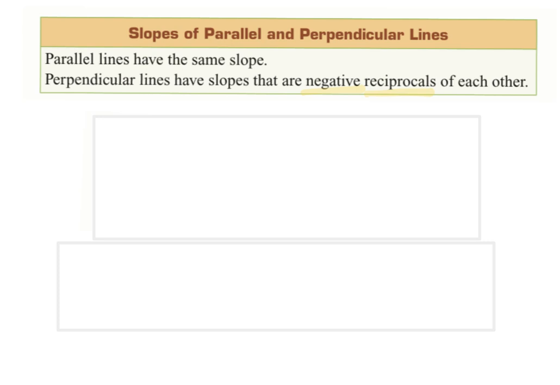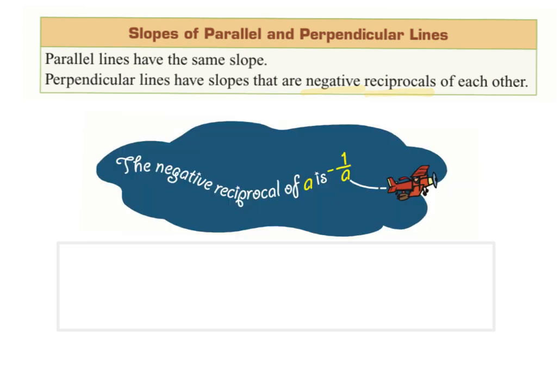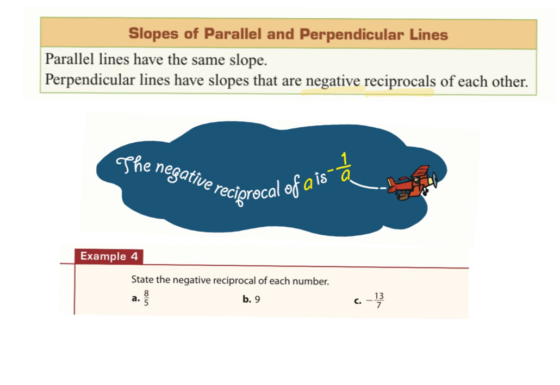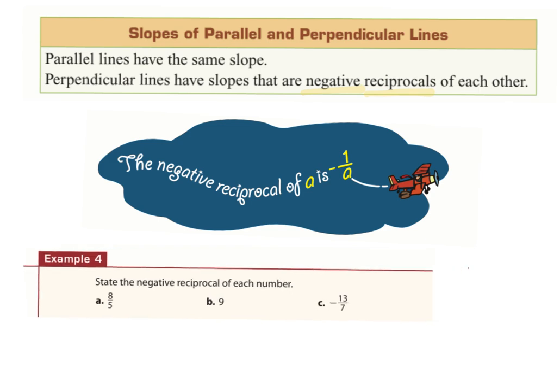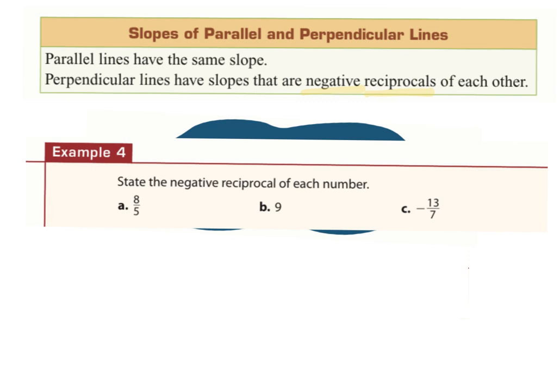Okay? So parallel lines are the same. Perpendicular are negative reciprocal. In your book, it has this little crazy thing. Negative reciprocal of a number, you just flip it and change the sign. So really quickly, we're just going to go through what negative reciprocals look like. All right. So if I am given 8/5, the negative reciprocal, I would change this to 5/8. It was positive. I would make it negative.